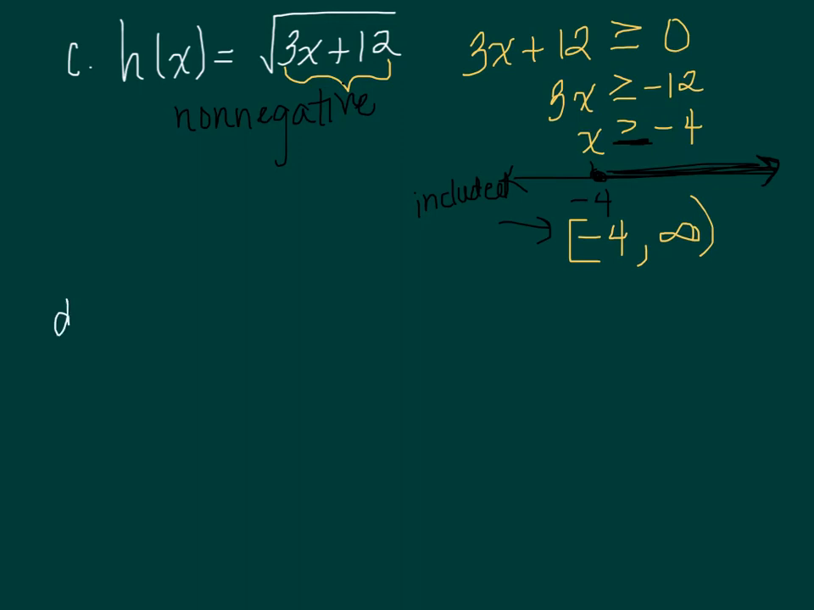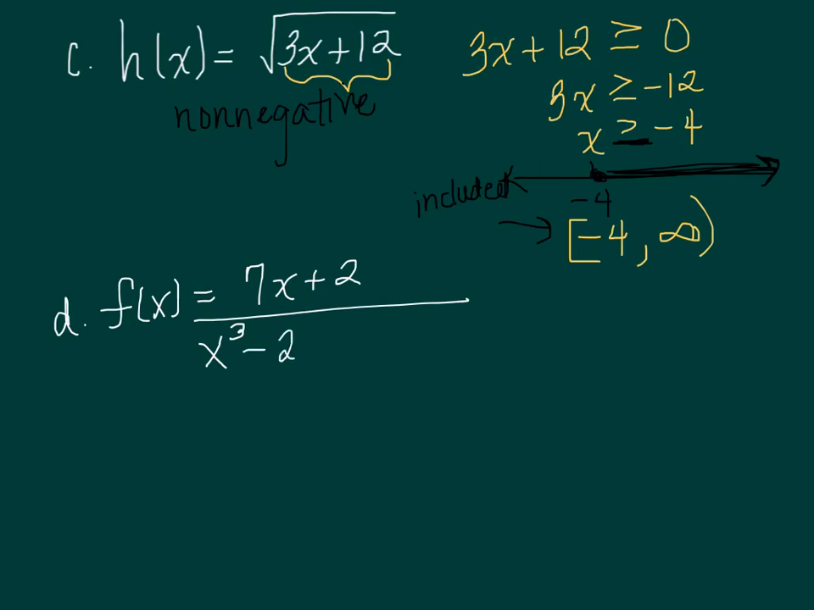And then D, our last example. Here we have division again. And we have to find out what values of x will make our denominator 0. So remember, we're going to set this equal to 0.